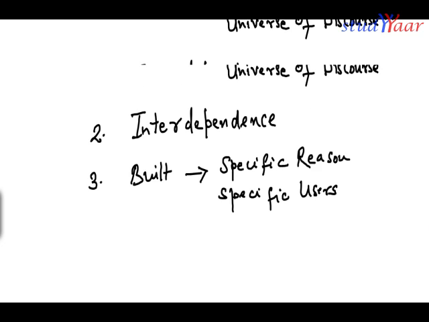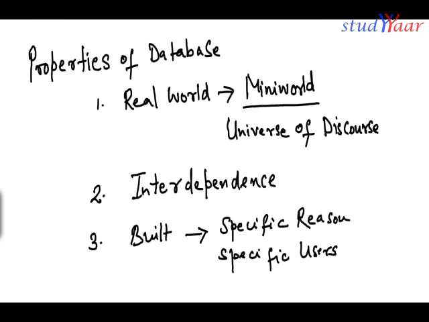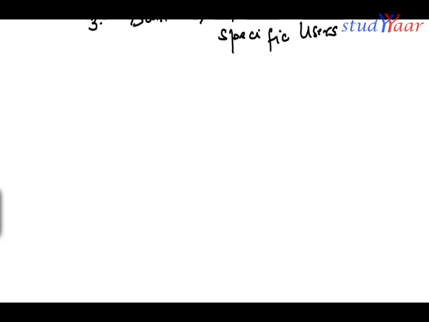so the properties of a database would be: it maps a real world, it models a real world; the collection of data that it has is interdependent; and the third is it is built for a specific reason for specific users.